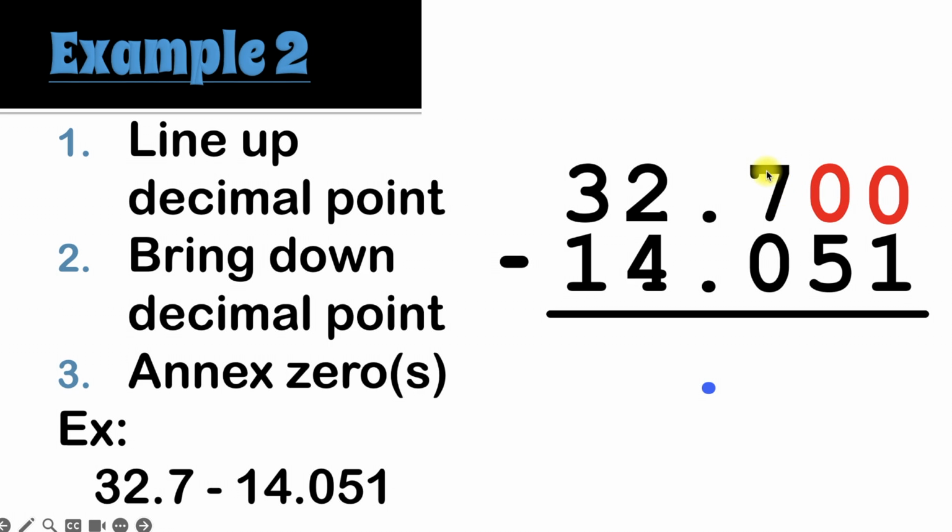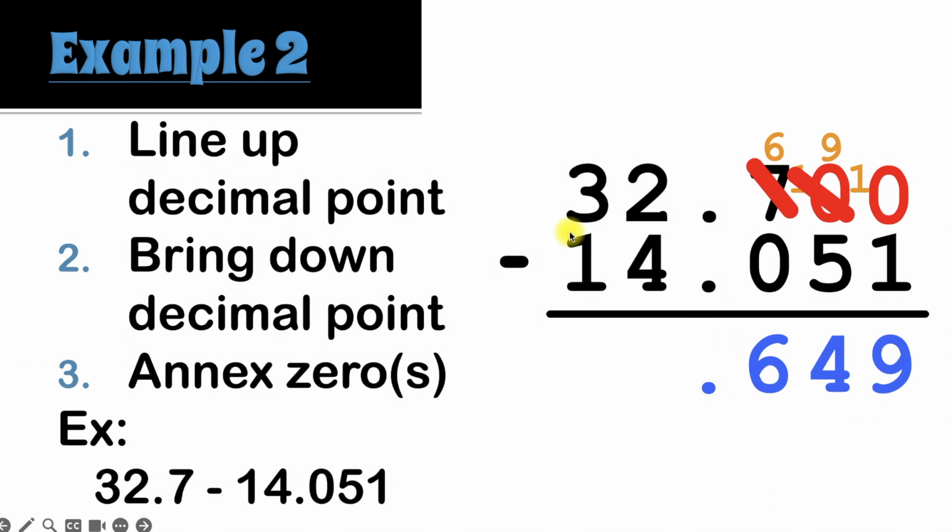So we're going to have to borrow from this 7. The 7 becomes a 6. And now this becomes a 10. And now that this is a 10, we can borrow from this 10, making it a 9. And now this 0 becomes a 10. So now we can do our subtraction. 10 minus 1 equals 9. 9 minus 5 equals 4. 6 minus 0 equals 6.